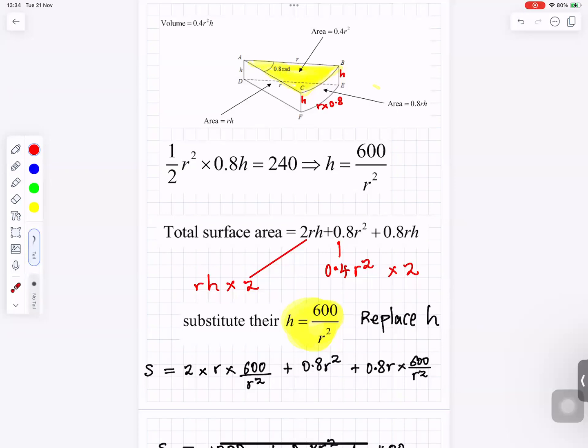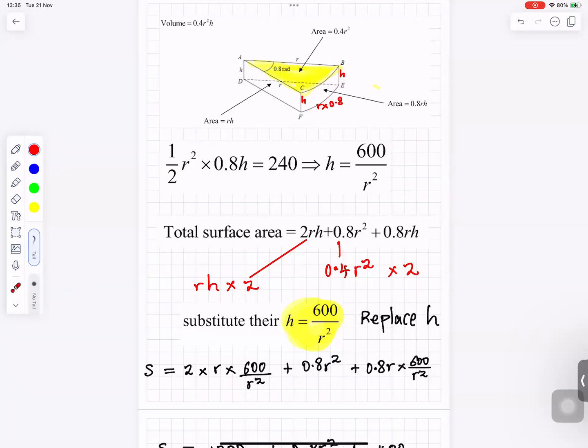Total surface area is the area for this side, r times h. There's two of them, that's why we times by 2, the front and the back. Plus 0.8 times r squared plus 0.8 rh, which is that part there.